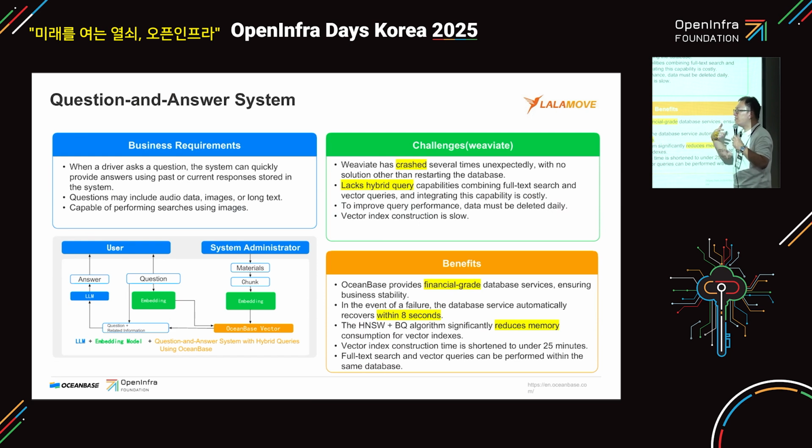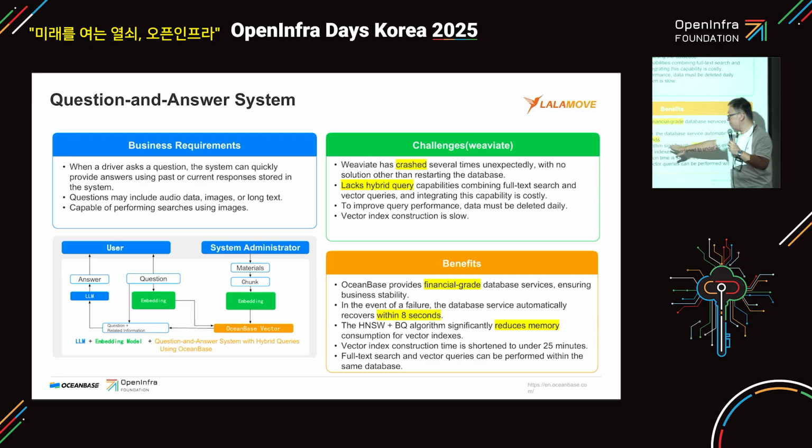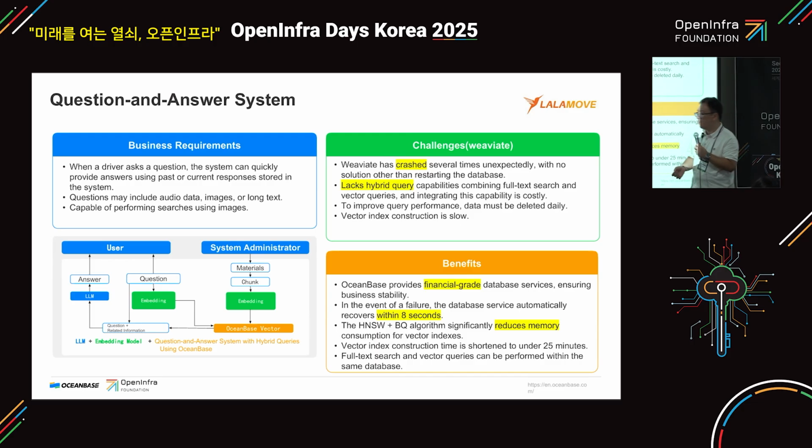After changing to OceanBase, OceanBase provides financial-grade database service, ensuring business stability. And the whole system can automatically recover within 8 seconds and with no data loss. With the combination of HNSW and BQ algorithm, OceanBase significantly reduced memory consumption for vector indexes. And the most important thing is that the customer can perform hybrid queries in OceanBase, a unified data platform.